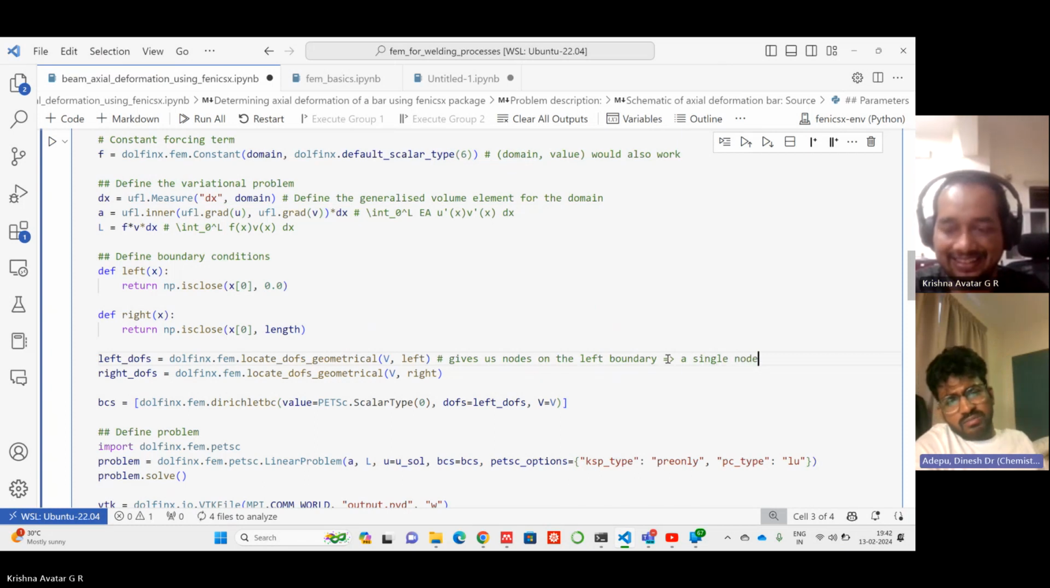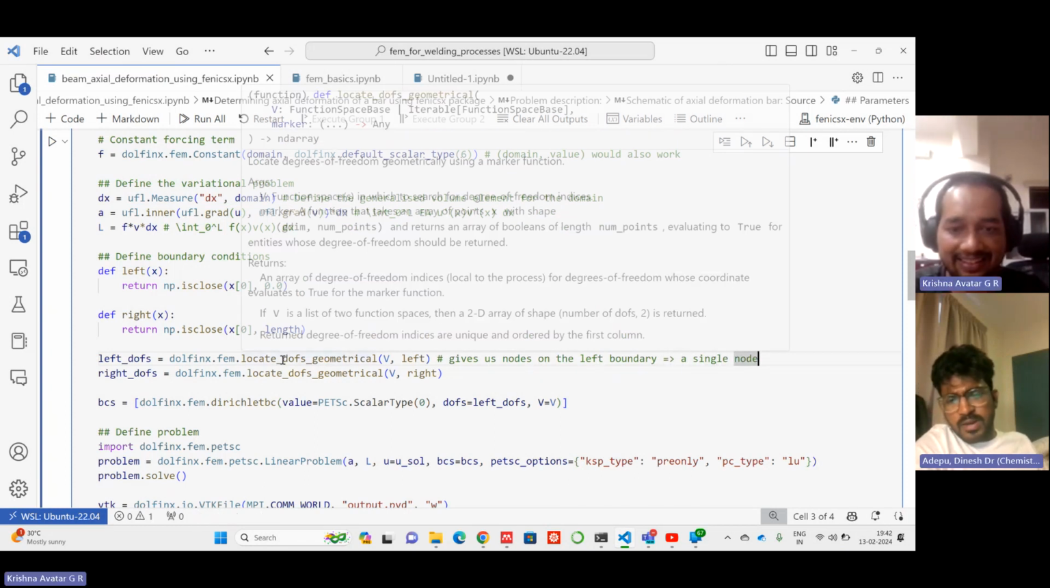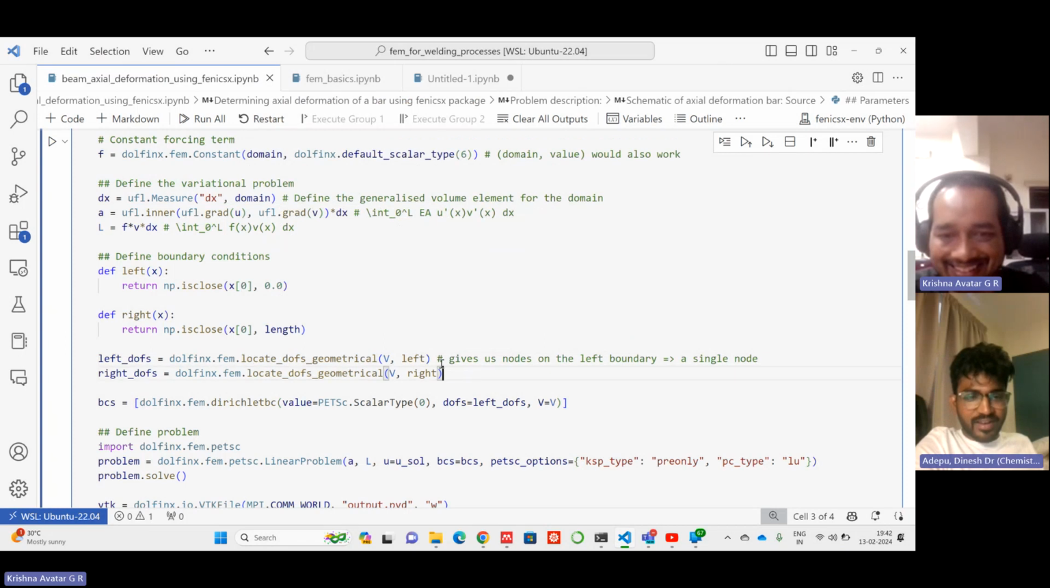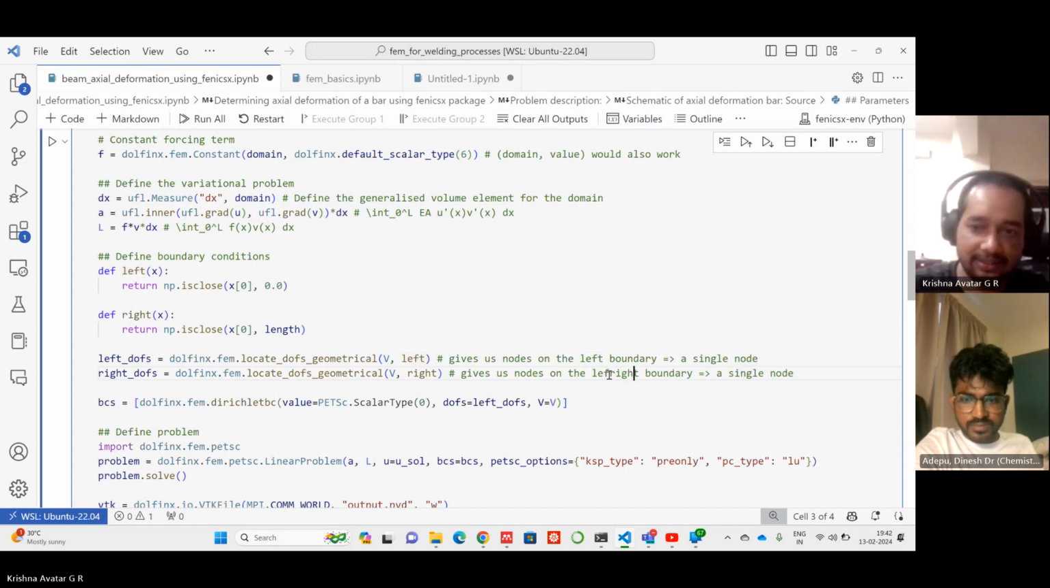So why are you writing degrees of freedom? Why are you creating a variable with the DOF? That's what I'm just wondering. These are their functions, right? Fine, it's okay. It's cool, really smart. This is for the right boundary.